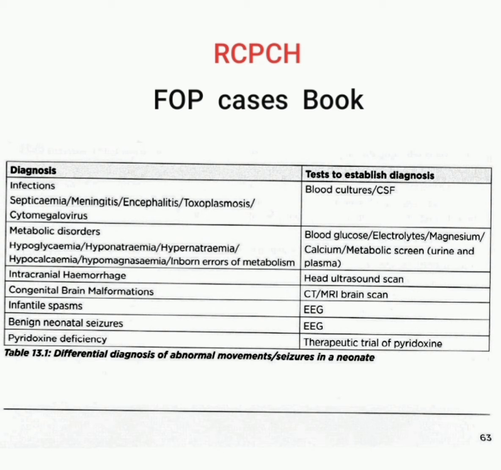Next diagnosis is congenital brain malformations and test to establish congenital brain malformation is CT or MRI scan. I am again repeating. Diagnosis is congenital brain malformation and test to establish congenital brain malformations is CT or MRI brain scan.